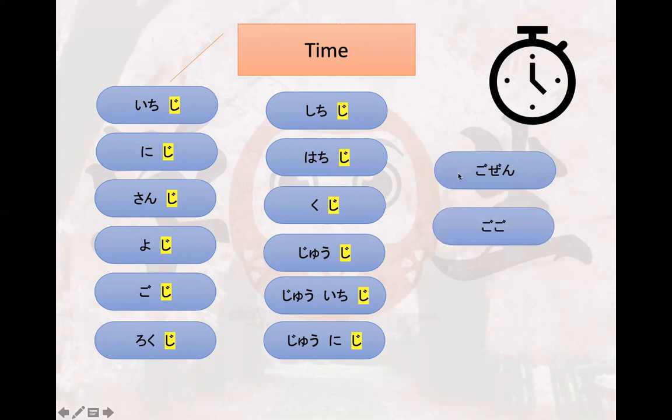So gozen is AM, gogo is PM. Gozen AM, gogo PM. It's a bit unique how gozen and gogo are placed. For us, we say 1 o'clock AM or 1 o'clock PM. For them, it's reversed: PM 1 o'clock, AM 1 o'clock.